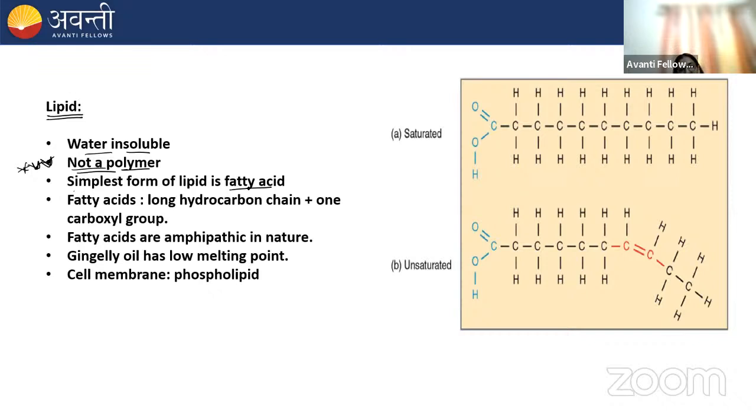The simplest form of lipid is fatty acids. And the fatty acid consists of a long chain of hydrocarbon and one carboxylic group. This is the carboxylic group, and this is a long chain of hydrocarbon. So fatty acid could be saturated or unsaturated. Saturated when they have only single bonds. Unsaturated when they have double bonds. Remember this.